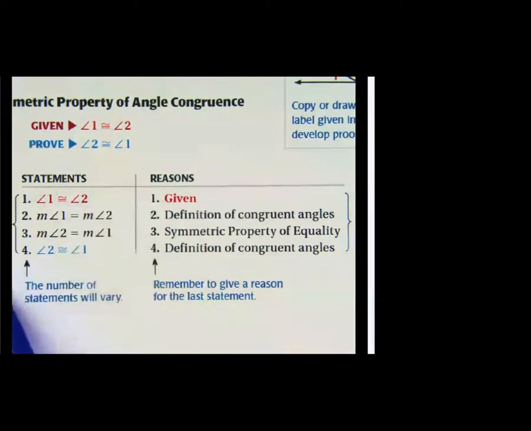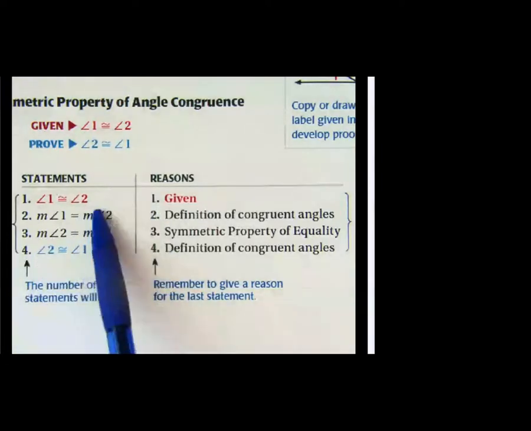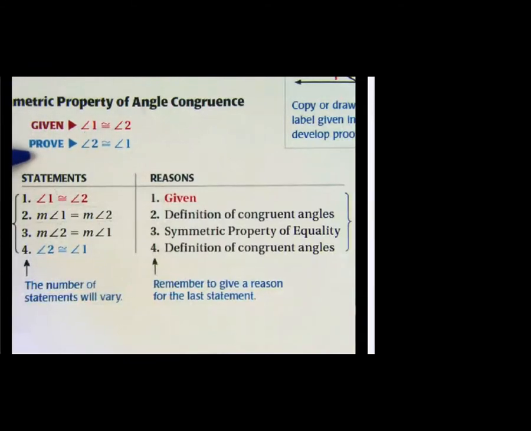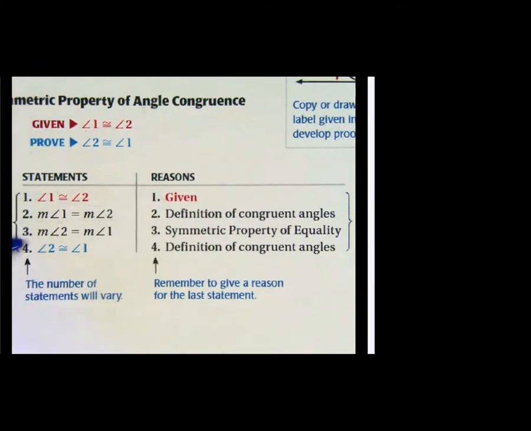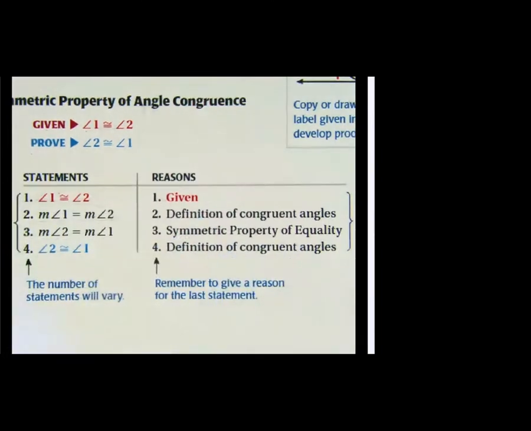So again, notice this is really picky-tacky, tacky-tacky, picky-tacky, right? We started with shape 1 equals 2, and we want to prove shape 2 equals 1. We realized that we needed to go through numbers so that we could use the symmetric property of equality. You've got to be a real detective on doing this thing.